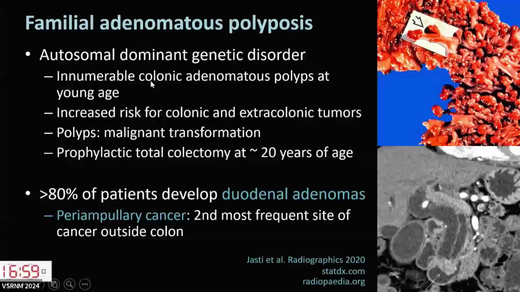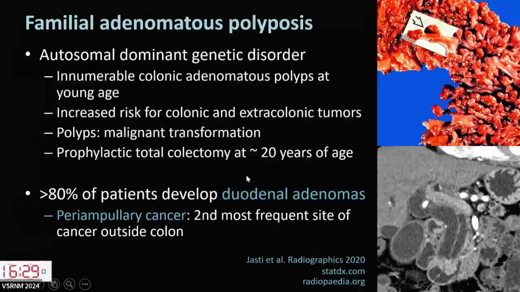So these patients will have innumerable colonic adenomatous polyps at a very young age, so multiple tumors in the colon, and it has a high risk for colonic and extracolonic tumors. And these polyps may undergo malignant transformation. So prophylactic total colectomy is suggested at a very early age.